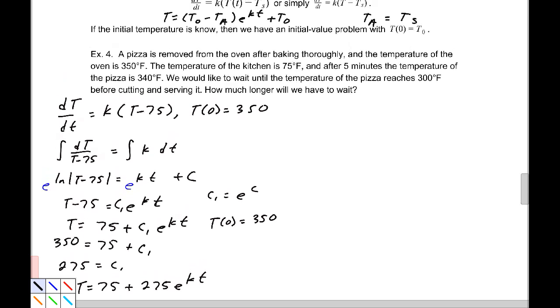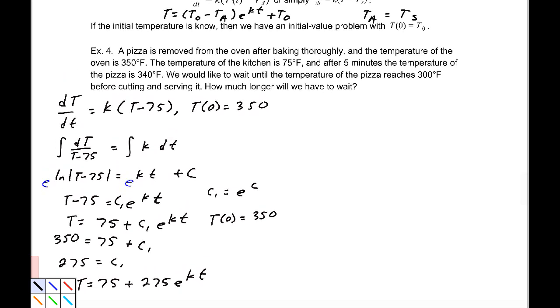Now, let me slide back to this equation. T equals T naught minus T ambient, which would be 350 minus 75. Hey, that's 275, e to the kt, plus T ambient, which is just the 75. So that formula does in fact work. Now we don't know the k value yet, but we were given another piece of information here. We were told that after 5 minutes, the temperature is 340, which tells us that T of 5 is 340.